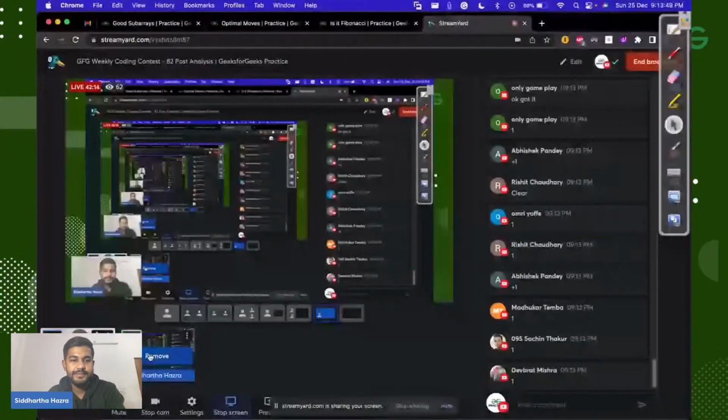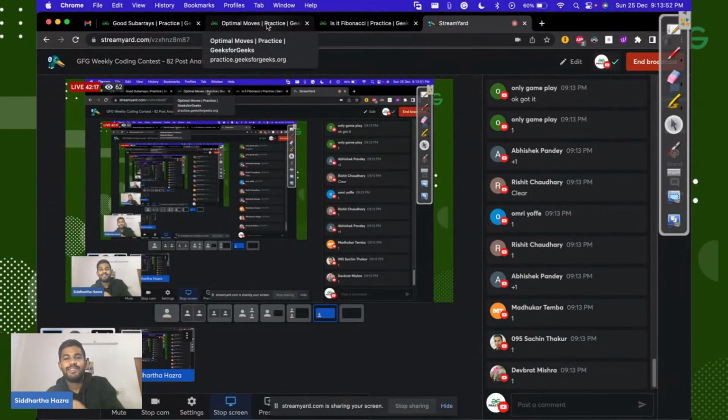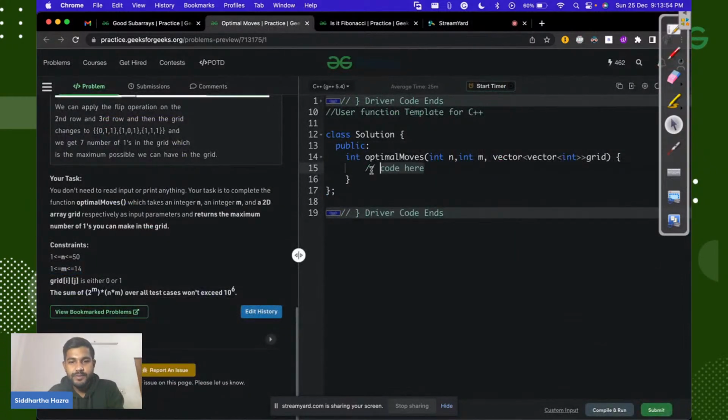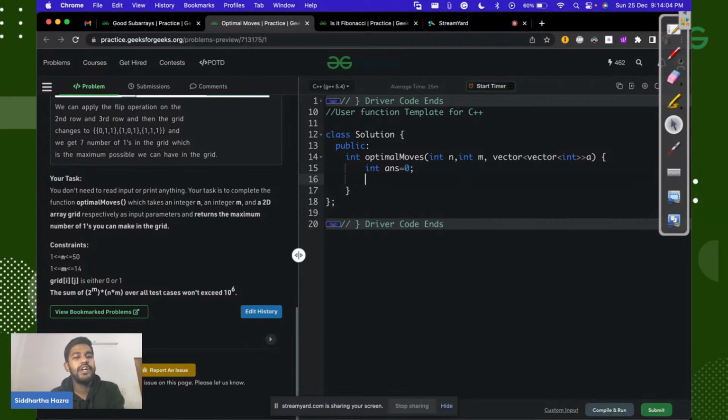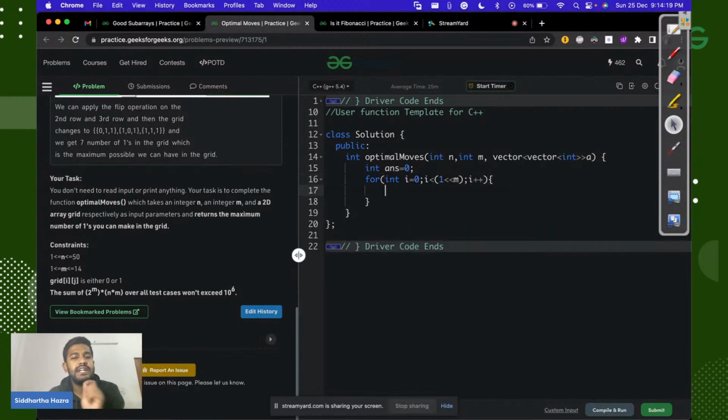चलो, let's move back to the coding part. Okay, chalo. I would simply have this grid as A itself. Okay, simple enough. I would initialize the answer is equal to 0 because initially we are not able to make any progress. Now I would move to for int i = 0, i less than 1 << m, and then i++. So what is 1 << m? I would try to explain this also.